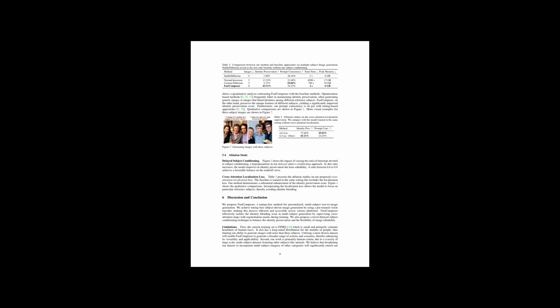Towards the end, the text acknowledges limitations of the study, noting that the current training set, primarily FFHQ, consists mostly of human face headshots and lacks diversity, thereby limiting the generation of images with many subjects or diverse scenarios. Additionally, the human-centric focus is due to the lack of large-scale multi-subject datasets for other types of subjects, like animals. The authors suggest that expanding the dataset could improve the versatility and applicability of FastComposer.